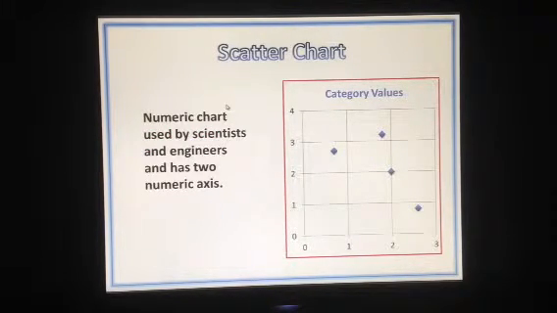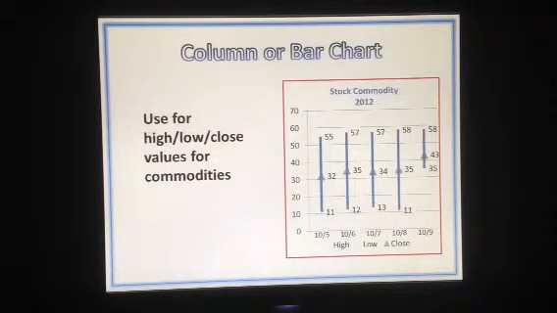Scatter charts are numeric charts, and they're primarily used by scientists and engineers. They have two numeric axes. And usually when I did these charts, I did them exactly the way the scientists and engineers wanted them to be. I didn't try to fancy them up too much.